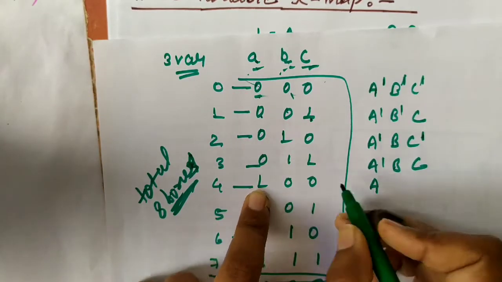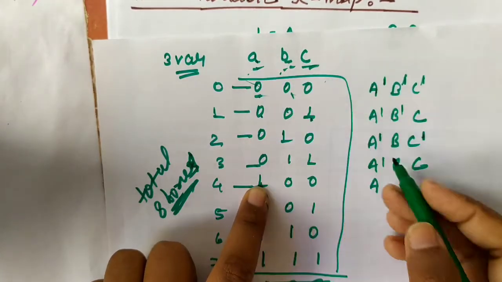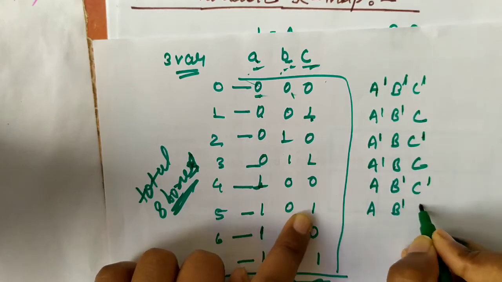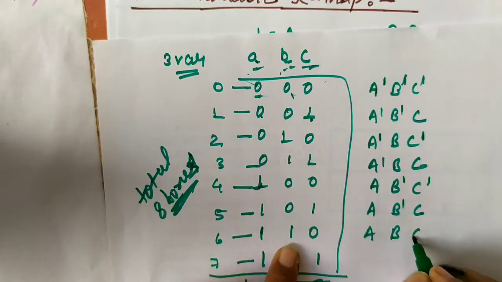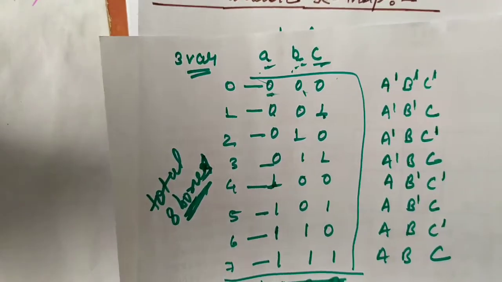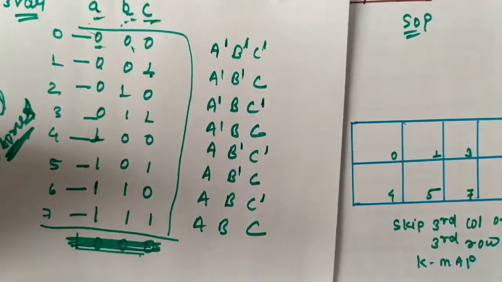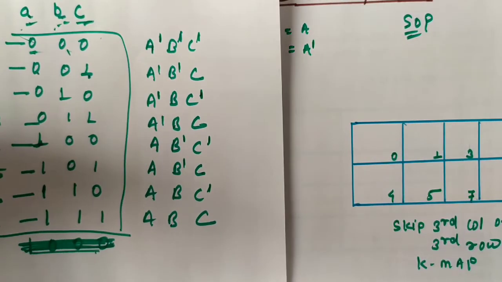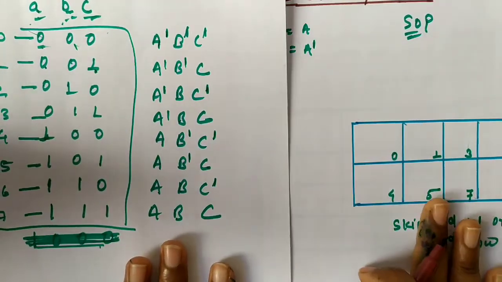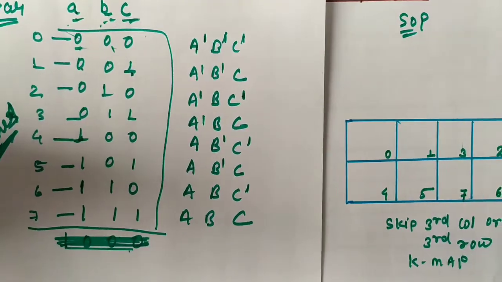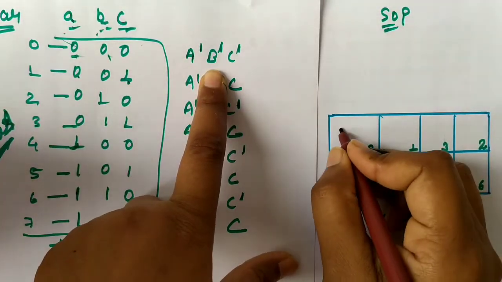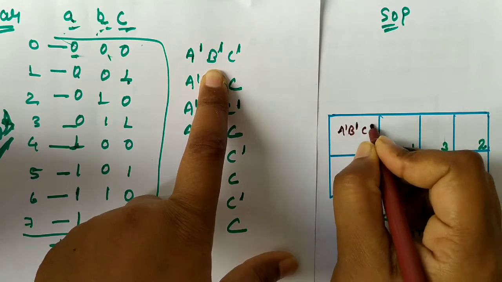Then A, it is 1, in the place of 1 we use A, then B dash, C dash, again A, B dash, C, again A, B, C dash, then A, B, C. This is the expression for the SOP 0 to 7. So we have to write the value. Firstly 0. The value of 0 is here like that. The value of 0, that means A dash, B dash, C dash.